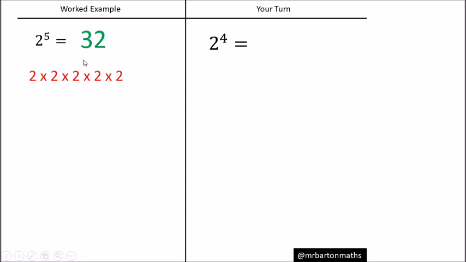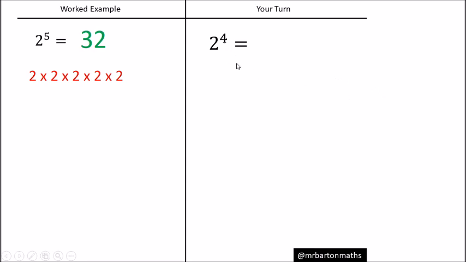What do you think the common mistake in these types of questions is? Well, the common mistake, a lot of people just go, oh well, 2 times 5 is 10, but that's not what it means. It means take 2 and multiply it by itself 5 times. So my answer is 32. Okay, so please can you pause the video and have a go at your question. So your question is 2 to the power of 4, and I'll give you a clue. The answer is not 8.